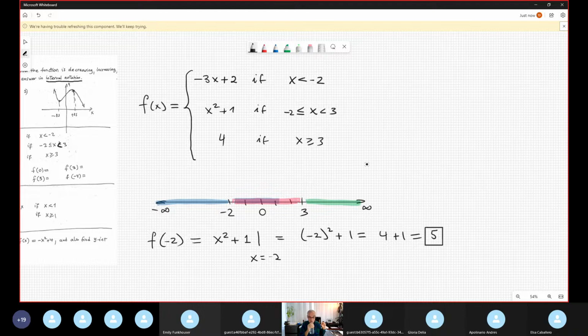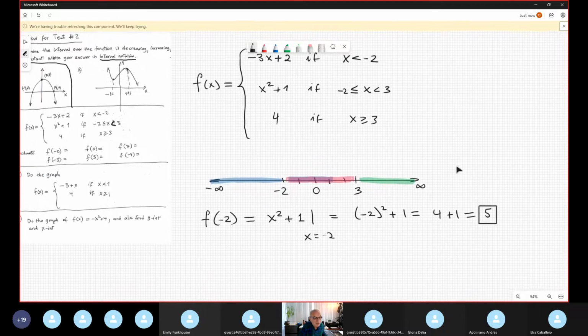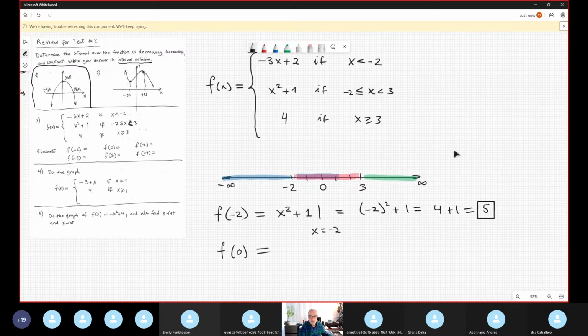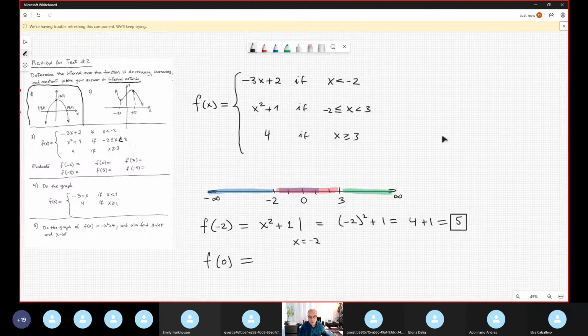Do you understand this or no? Yes or no? What happened, guys? Yes. Okay, let's do the next one. Next is evaluate the function at, let's see what is the next value, 0. Evaluate at 0. So now again, the process of selection. What piece do you select? Number 1, number 2, or number 3?